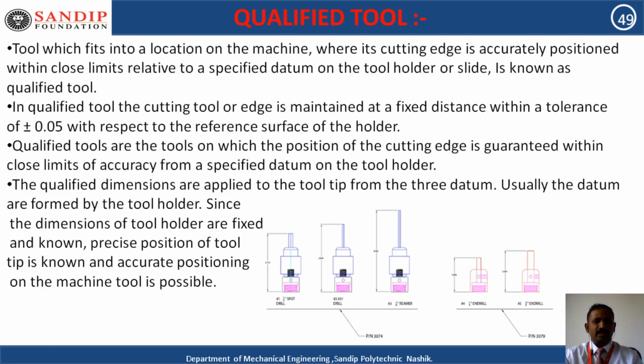The qualified dimensions are applied to the tool tip from three datums. Usually the datum surfaces are formed by the tool holder. The dimensions of the tool holder are fixed and known, so the precise position of the tool tip is known and accurate positioning on the machine tool is possible. This is the block diagram showing three tools, where you have to maintain that tolerance to the respective bottom. That is the qualified tool.